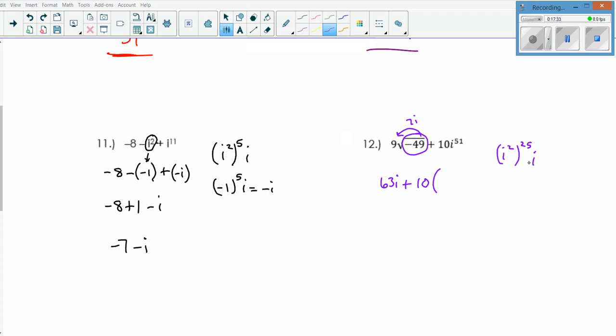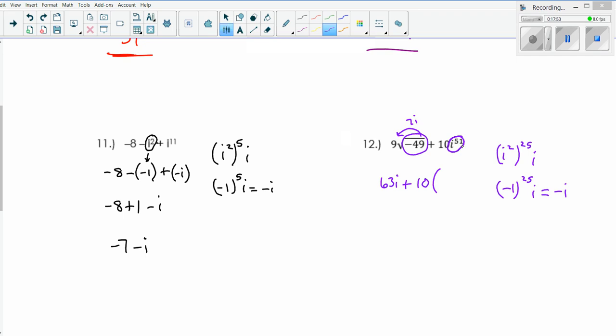So i squared is negative 1, raised to the 25th, times i. Since 25 is odd, negative 1 raised to the 25th is going to be negative 1 times i, which is negative i. Okay, so then I'm going to replace this right here with negative i. This means I have 63i minus 10i, which leaves me with 53i. So we just combined what we did 2 days ago with simplifying radicals and getting imaginary with simplifying i.